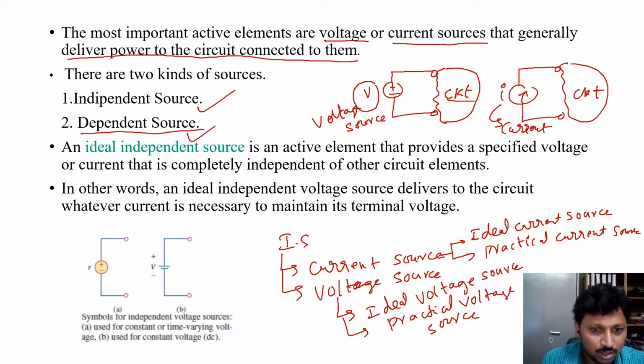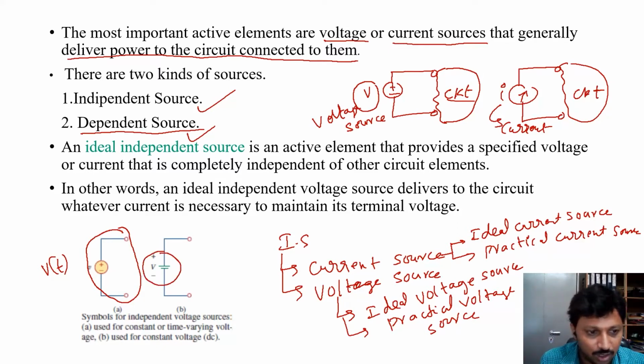So you see, this is the symbol of a voltage source. This is a time varying voltage source because this is a function of t. Of course, this is the battery supply voltage. So this is a DC supply. This is not a function of time, right? So this will supply a kind of voltage that is sinusoidal, right?